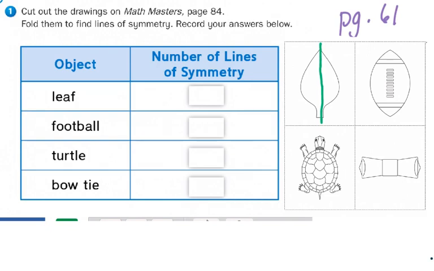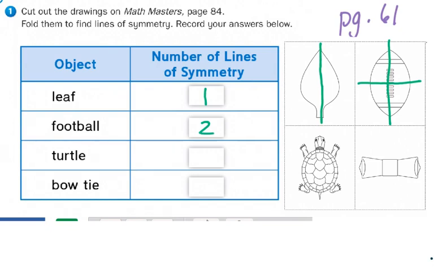Where could I fold it? Use your finger to trace the line where I could fold it, and there's more than one place. I could fold it in half this way, or I could fold it here. So right now, let's fill in. The leaf had one line of symmetry. The football had two lines of symmetry.